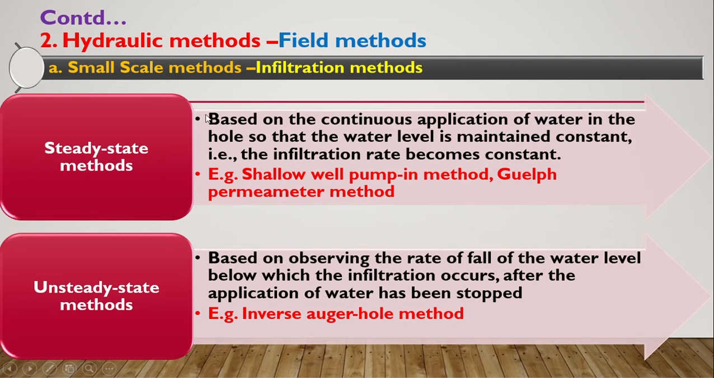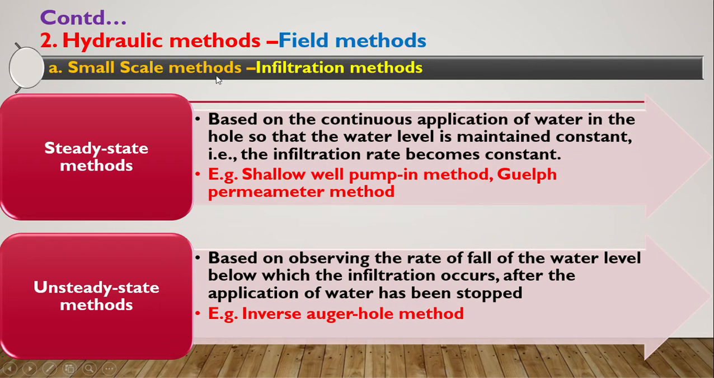You all know what infiltration is. Infiltration is the movement of water into the soil, the rate of movement of water into the soil. So we will measure that for finding the K value, and that is why it is known as infiltration method. The other method is extraction method. In extraction method, we are taking water out of the soil and we are measuring the rate at which the water is taken out of the soil. So there are two types of small scale method, infiltration method and extraction method.